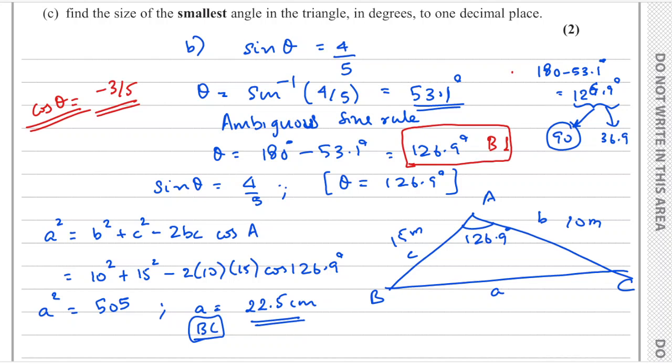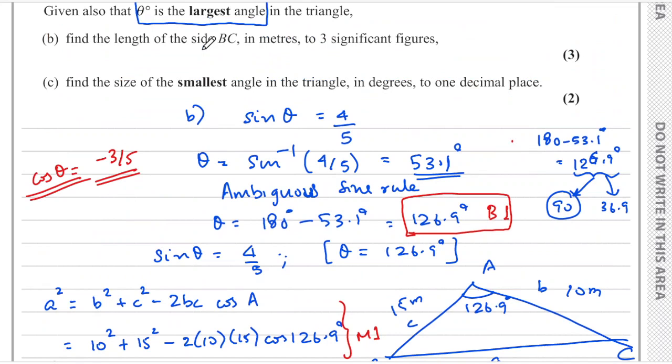mark. Okay. The second mark goes for calculating using the cosine rule. If you get the correct method, then you'll get the method mark for this one, and the last mark goes for the accuracy mark. Okay.